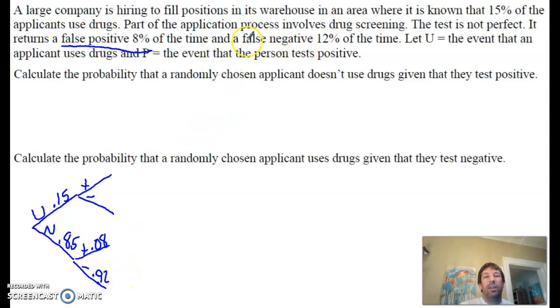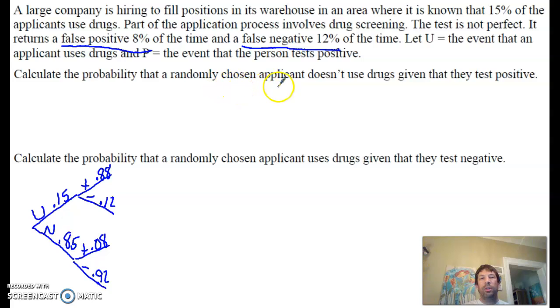And a false negative 12% of the time. So a false negative would mean that you're using drugs, but it comes back negative. So 12% of the time there, 0.12, which means it's going to return a positive result the other 88% of the time, or 0.88. Okay, so we could set up a tree diagram like this to help us answer this question.